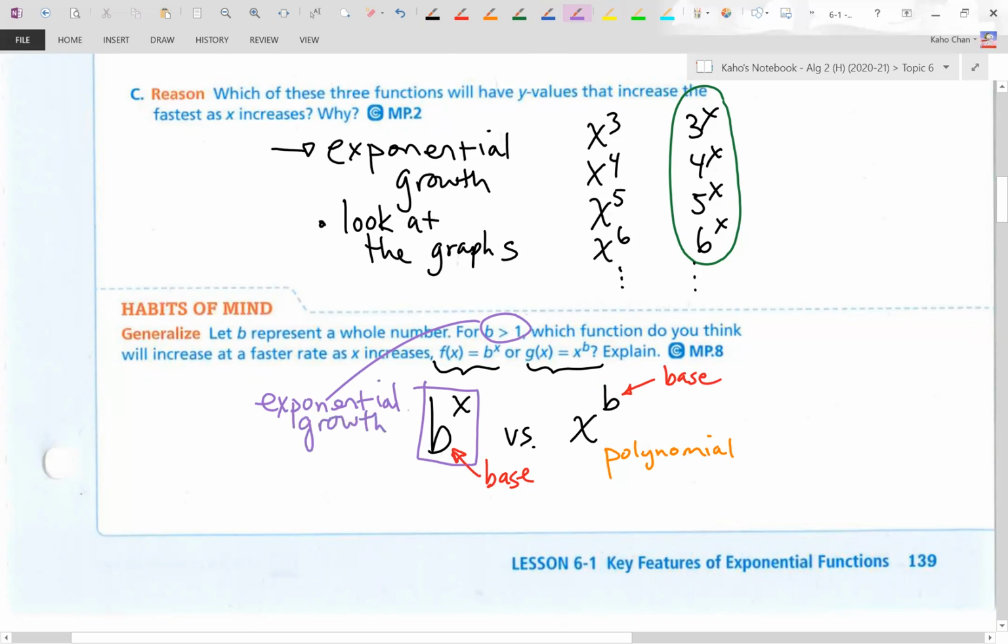Now, the opposite of growth is actually called decay. You may remember from Algebra 1. Decay works if the base is between 0 and 1. So make that little note off to the side here. We'll explore that some other time. So that's something else, okay? Don't worry about it right now. All right. Let's go to the next page.